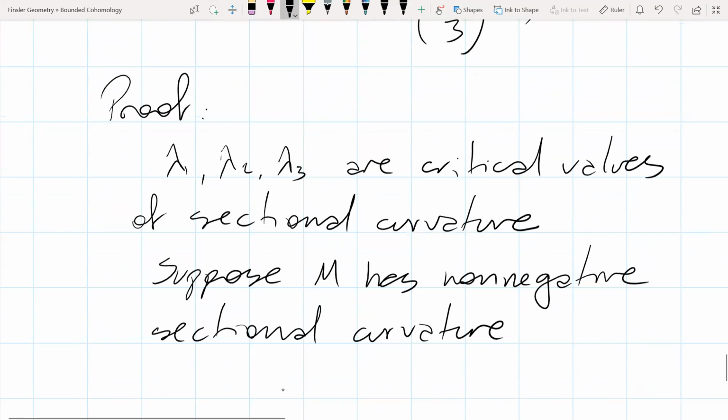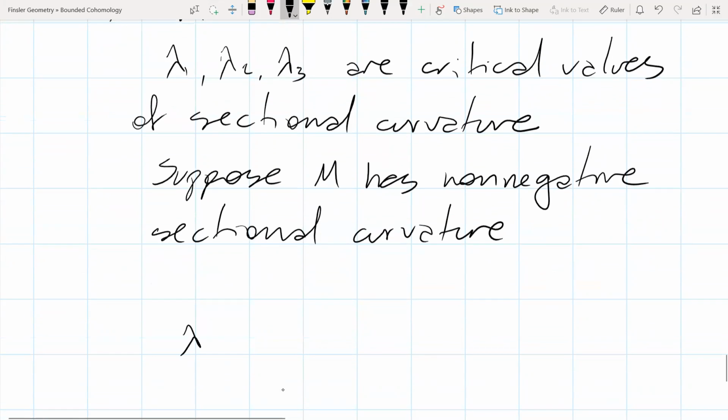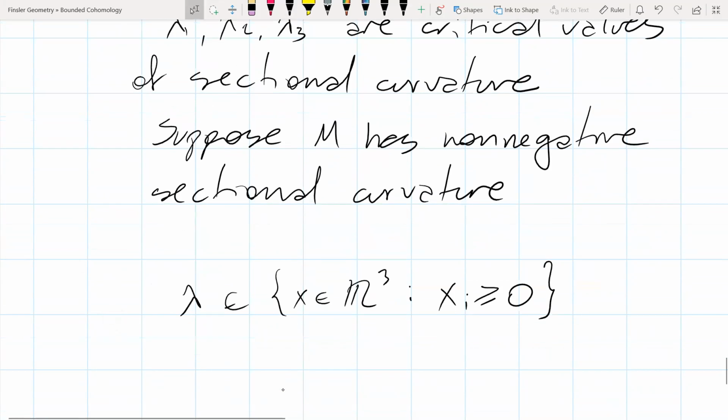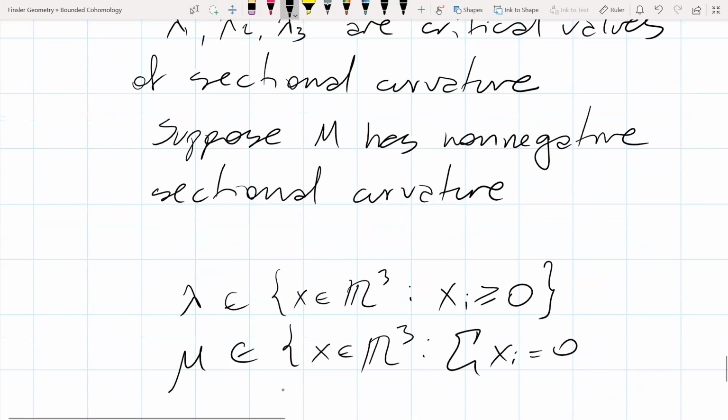I want to consider my vector lambda. If M has non-negative sectional curvature, then our vector lambda is inside the region of all coordinates being non-negative. And by the Bianchi identity, our vector mu is inside the plane given by sum of coordinates being 0.